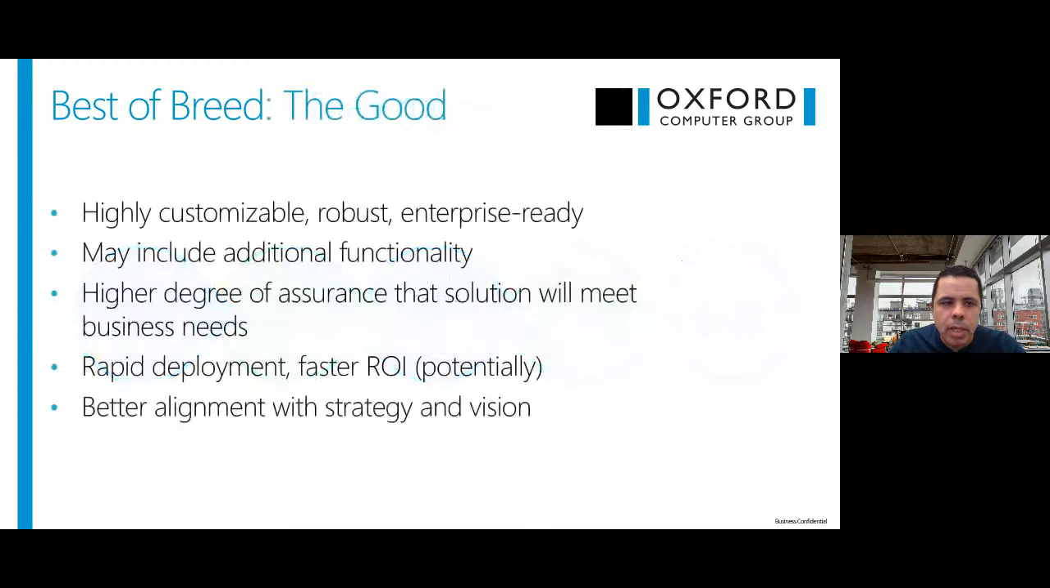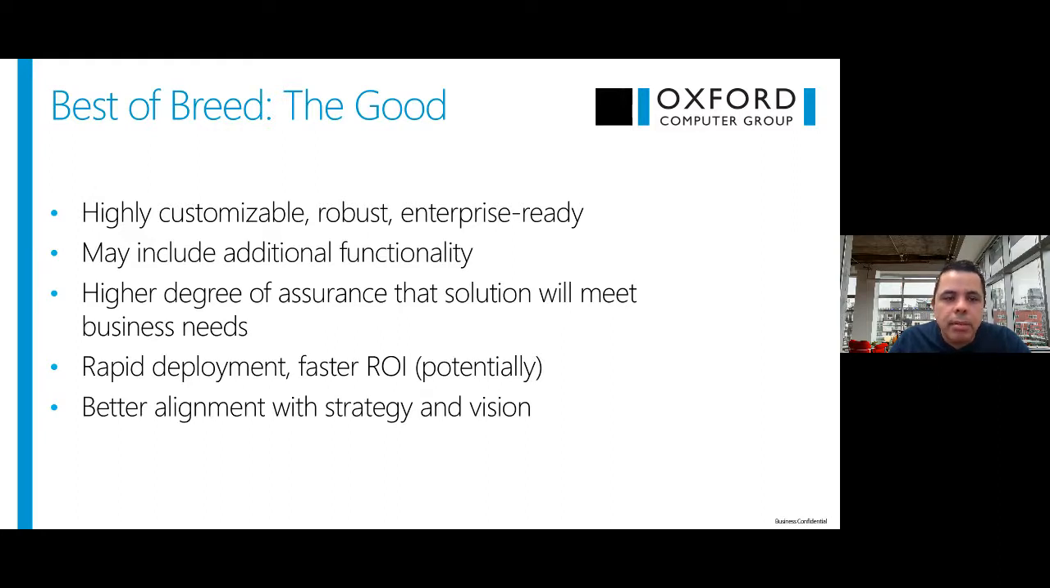The positives of the best of breed approach, of course, is that any best of breed solution is going to be highly customizable, it's going to be robust, and it's going to be enterprise ready. And they may even include additional functionality that you may not need immediately, but that you can unlock in the future, and that come with the product itself without requiring any additional licensing costs or other financial outlays. Because it's a single solution that's addressing a particular need, you have a higher degree of assurance that that solution will meet your business need.